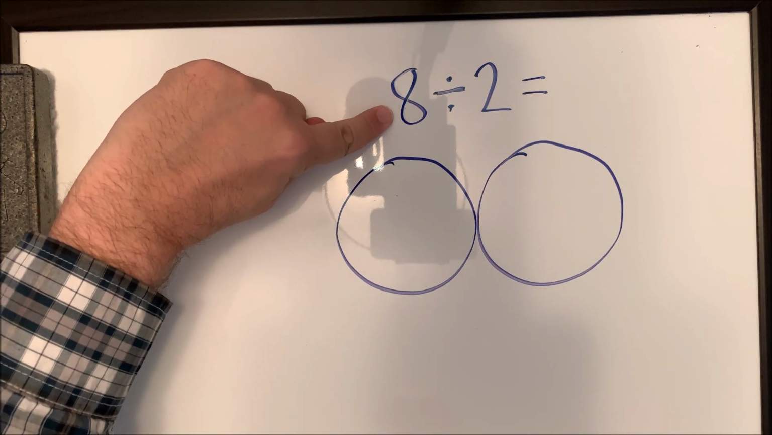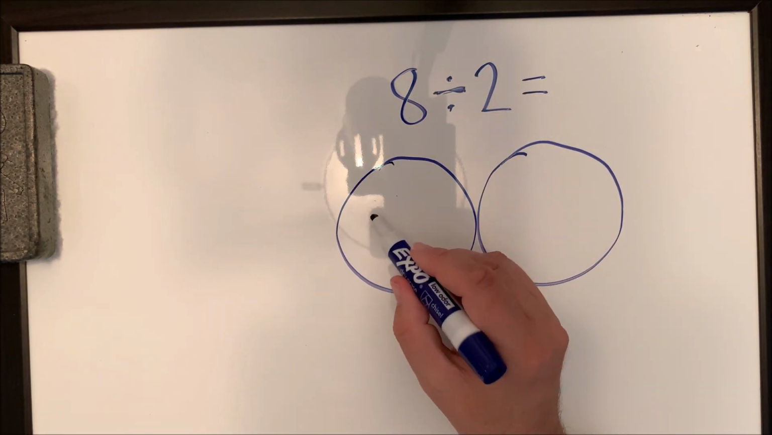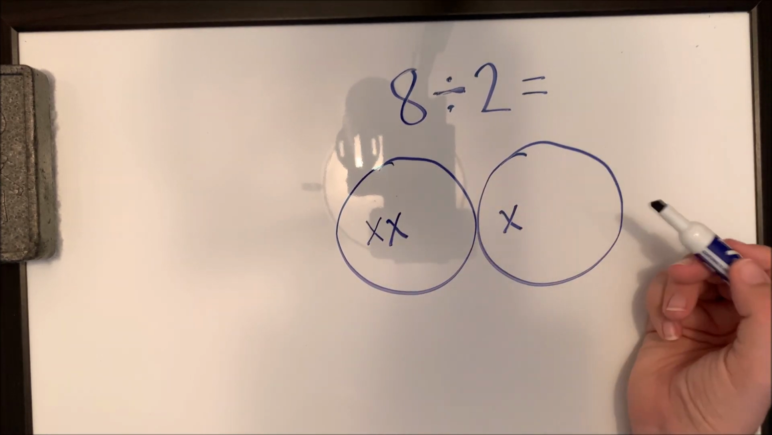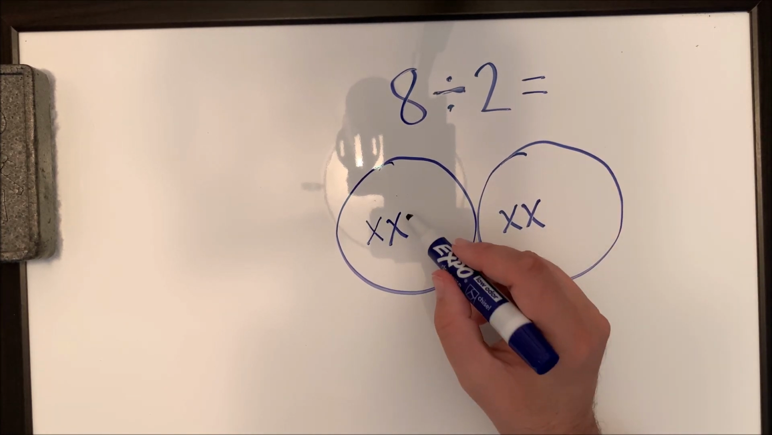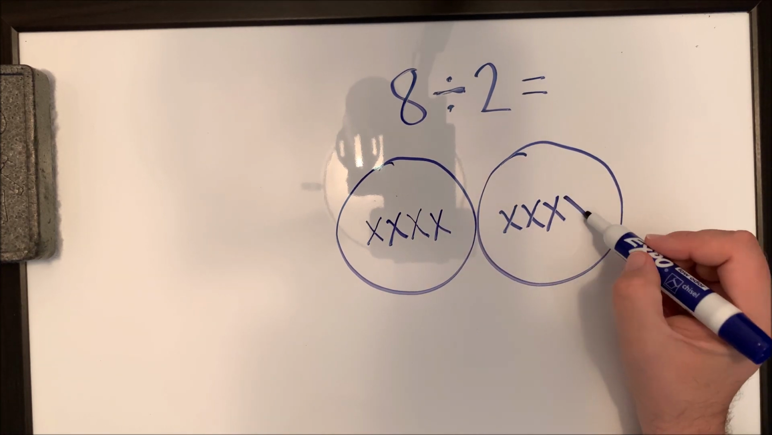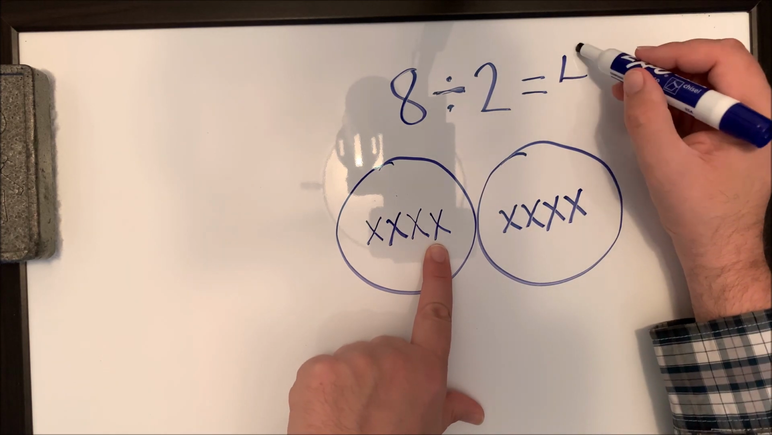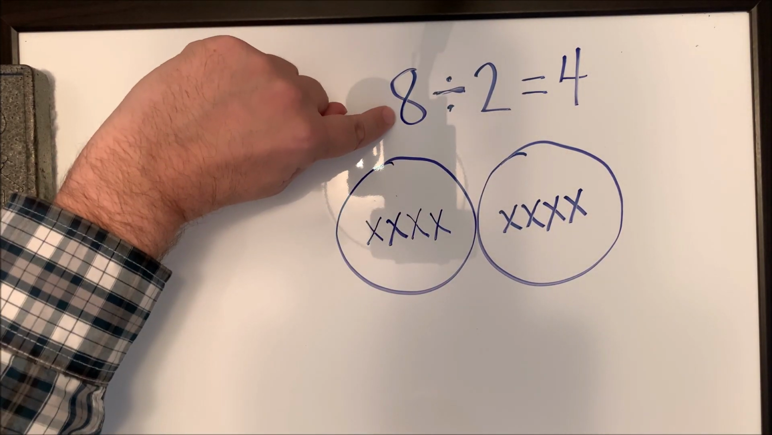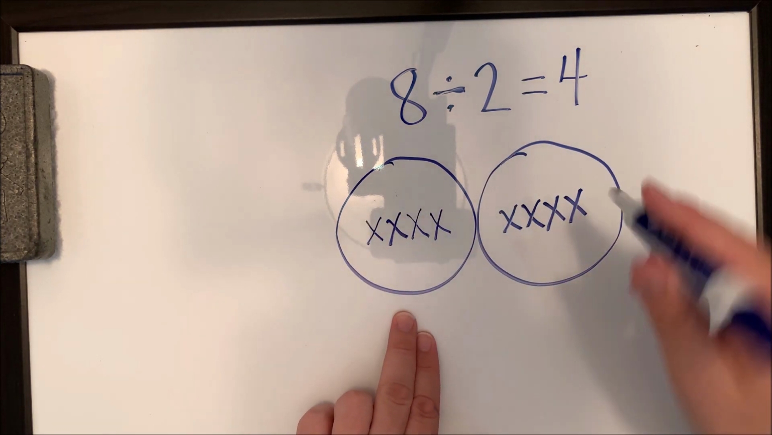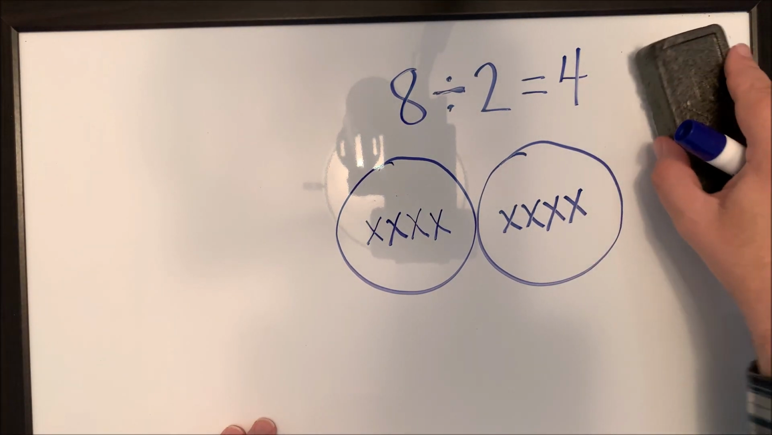So I'm going to take 8 apples and divide them into 2 equal groups. 1, 2, 3, 4, 5, 6, 7, 8. So my answer is 1, 2, 3, 4. I have 4. So 8 apples divided into 2 equal groups equals 4, which is the quotient. Okay, do one more.